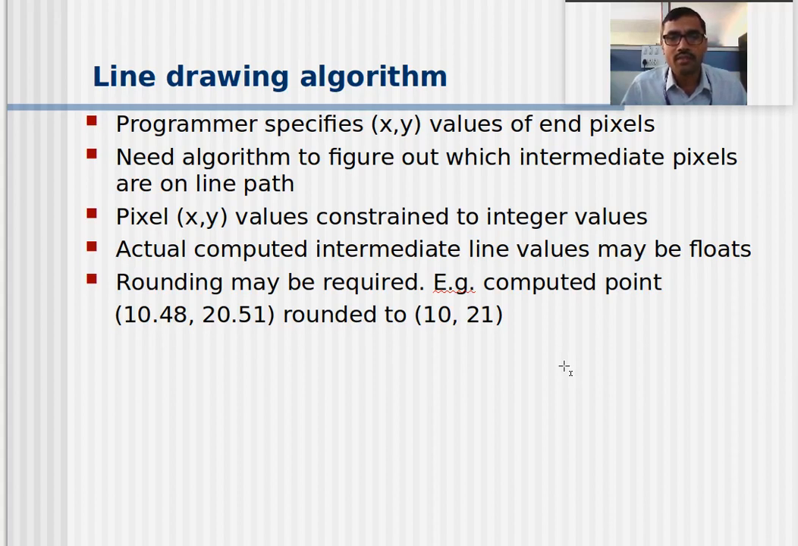Actual computed intermediate line values may be floats, but rounding of these values is required. For example, a computed point 10.48 and 20.51 is rounded to 10 and 21.